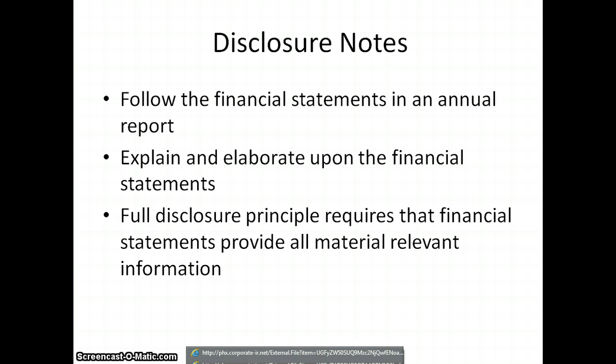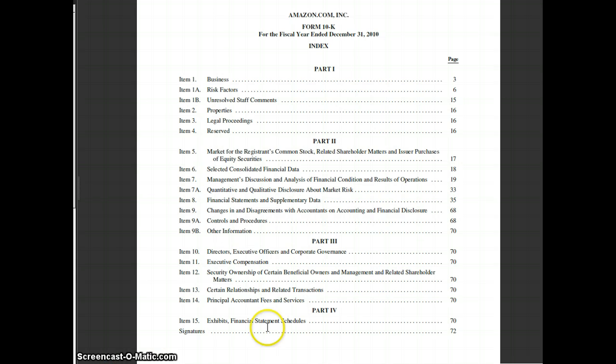I'm going to switch the screen to their annual report. So you can see here this is Amazon.com Incorporated, a Form 10-K. A Form 10-K is another name for an annual report. That's what the Securities and Exchange Commission calls it. So if you look through here, it talks about business, the risk factors, all kinds of information. If you get way down here to Exhibit 15, you get financial statements and schedules.